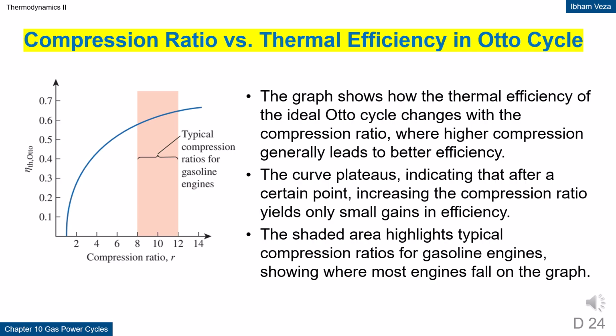The shaded area represents the typical compression ratio range for gasoline engines. This relationship explains why engine design is often limited by knocking. Thermodynamically, the compression ratio is a key parameter for improving efficiency.